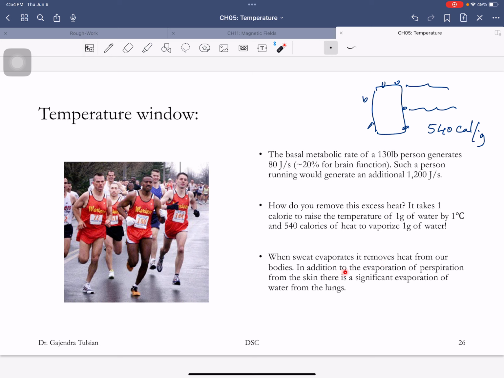In addition to the evaporation of perspiration from skin, there's significant evaporation of water from the lungs. So this is evaporation from the skin, and when you breathe out, there's moisture in your breath, and that is also taking away heat. So evaporation both from your skin and from your lungs is taking away heat.